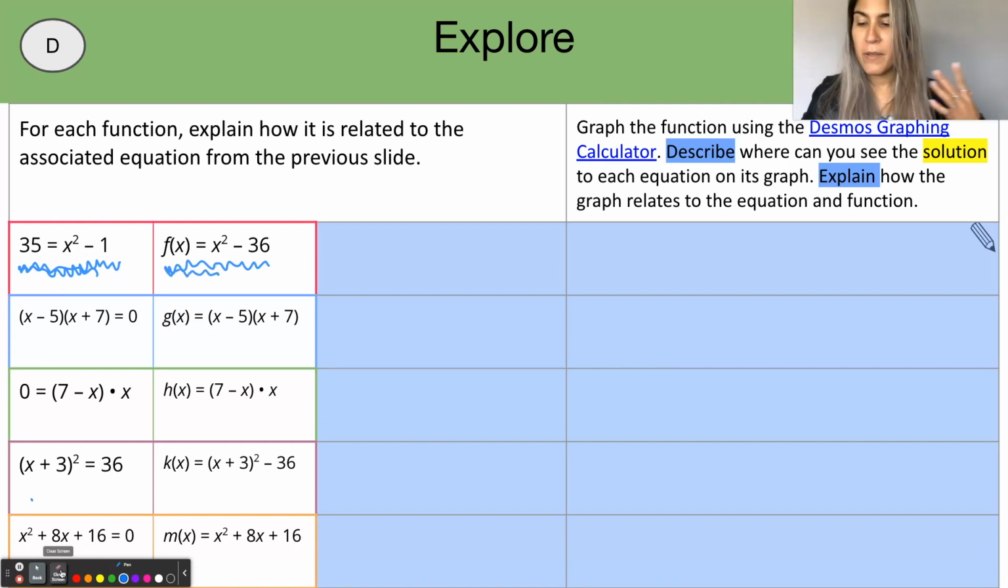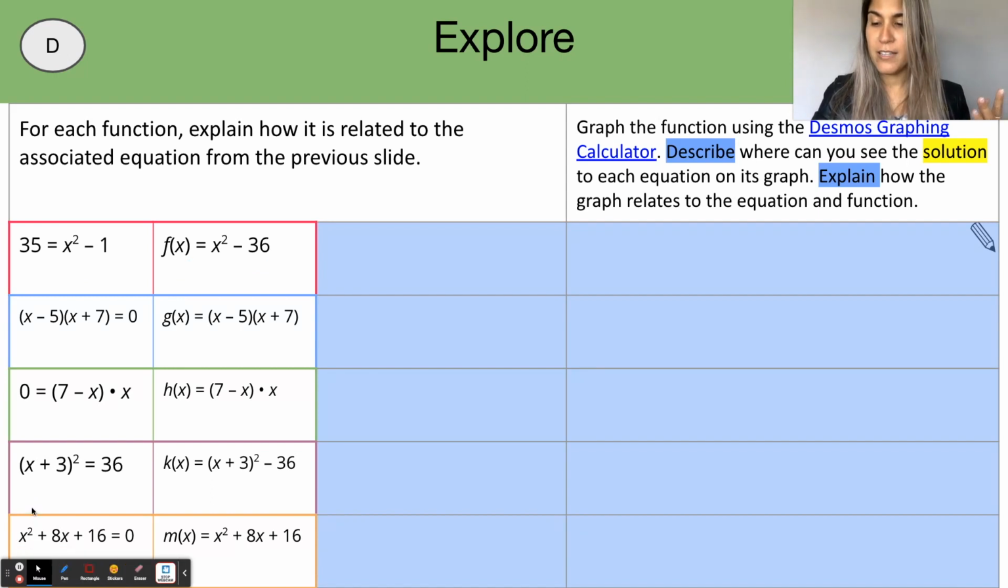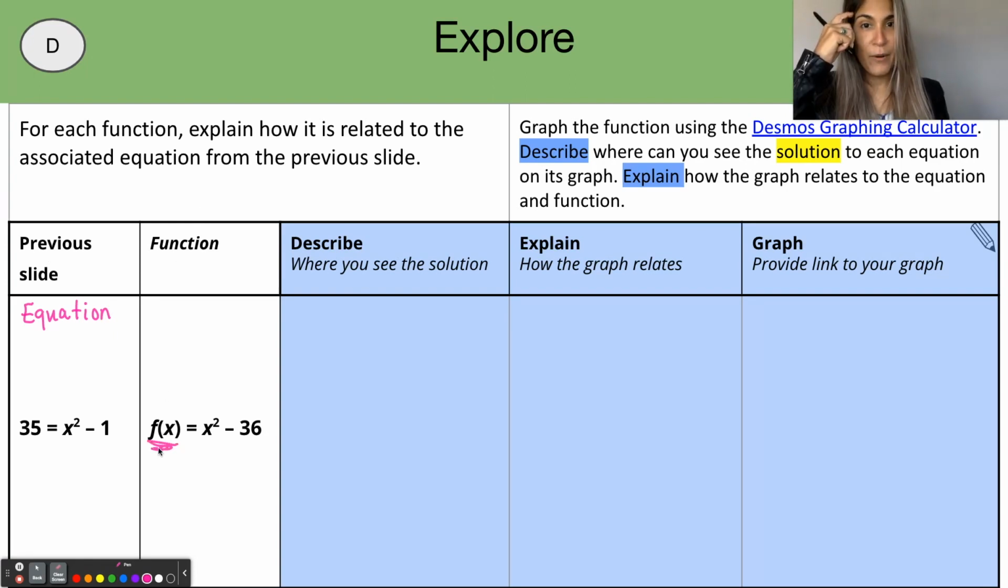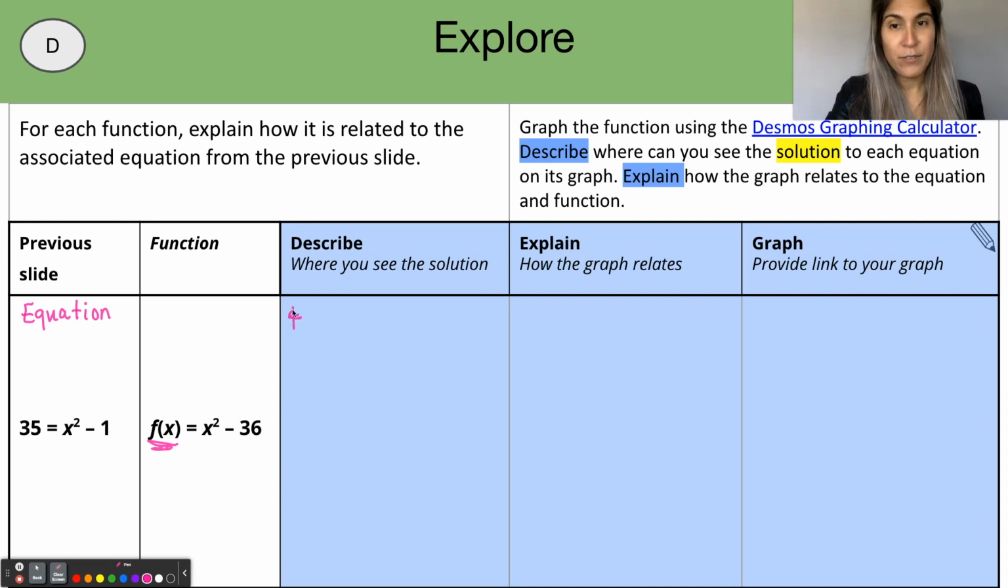Now, a good way to maybe reorganize this and look at this, I'm going to show you in the next slide. So here we have what you had seen in the previous slide. So this is the equation from the previous slide. This is the equation. And here I have the function. Now it's asking you to describe. So first you are going to describe. After you describe, you're going to describe where you see the solution. After you describe it, you're going to explain how the graph relates. And then finally, I would say you can provide an image or link of your graph. That way people can see where your explanation came from. So you can go ahead and create this organizer in your notebook if it's not provided for you. That way you are able to really break down what you are seeing, what you are analyzing in this graph.